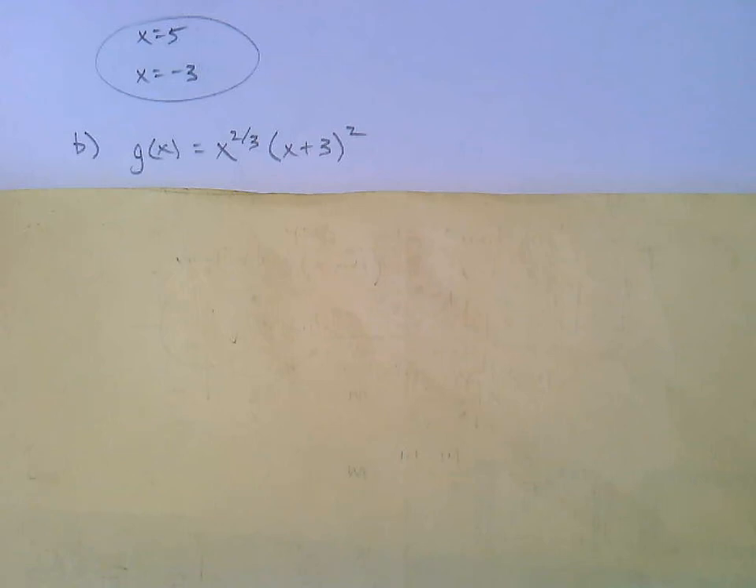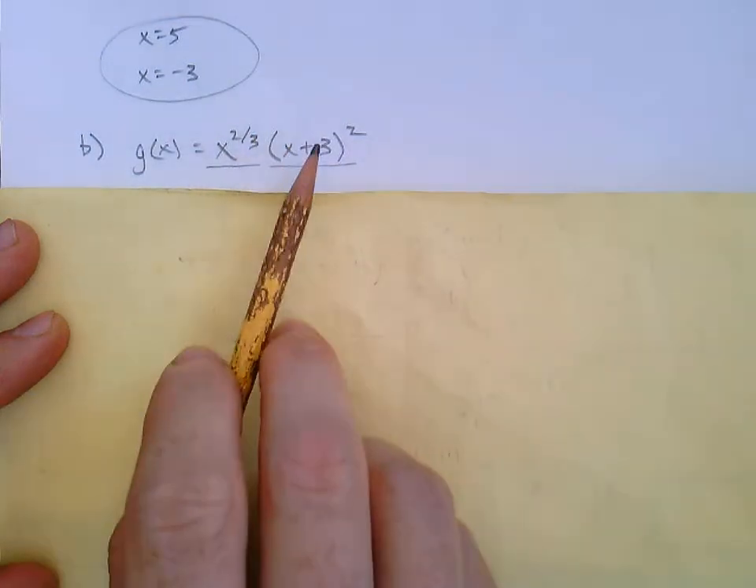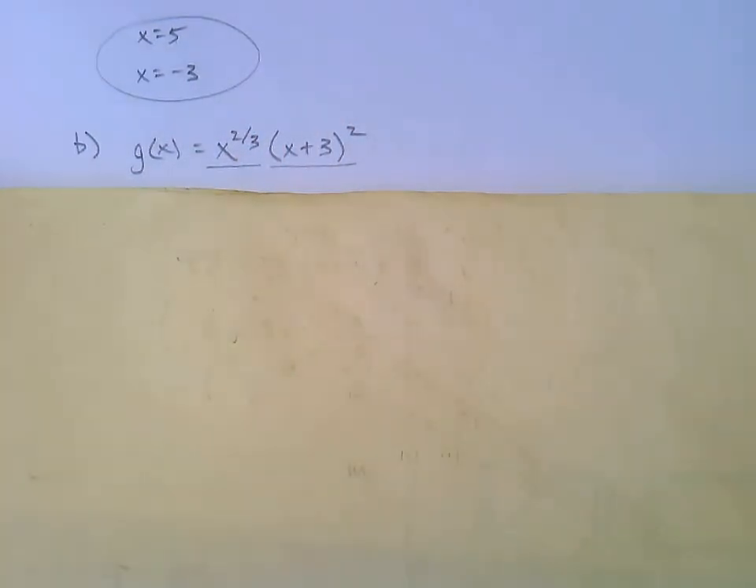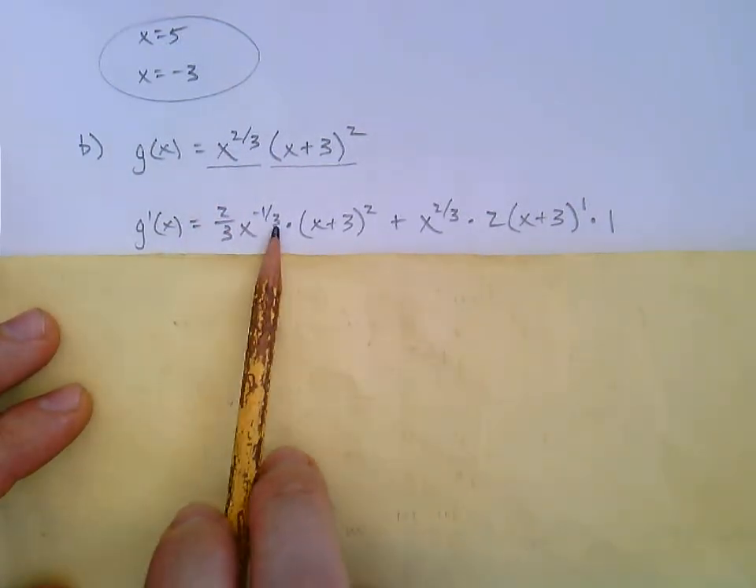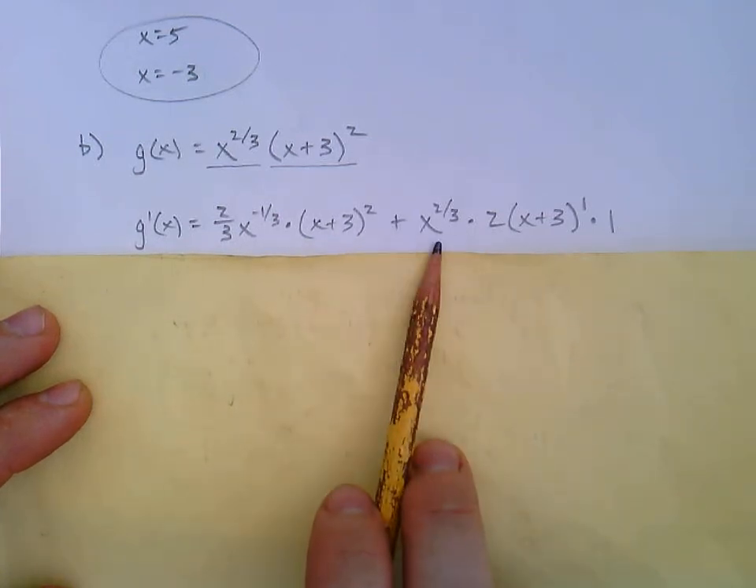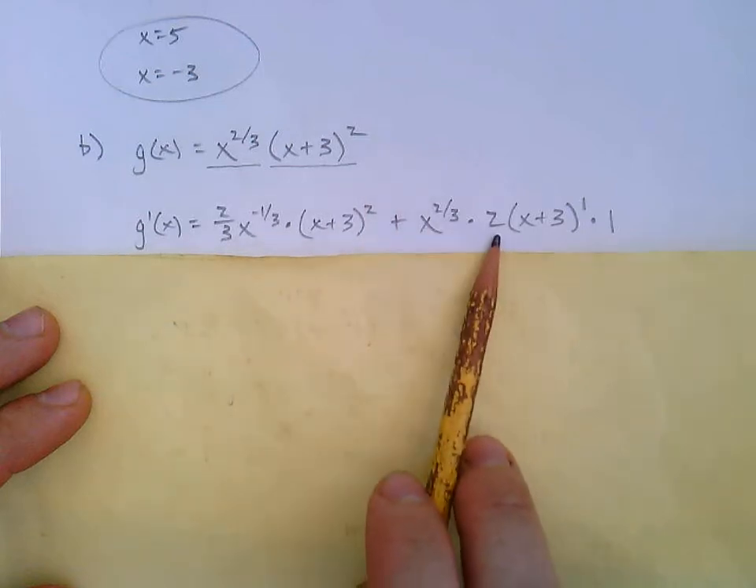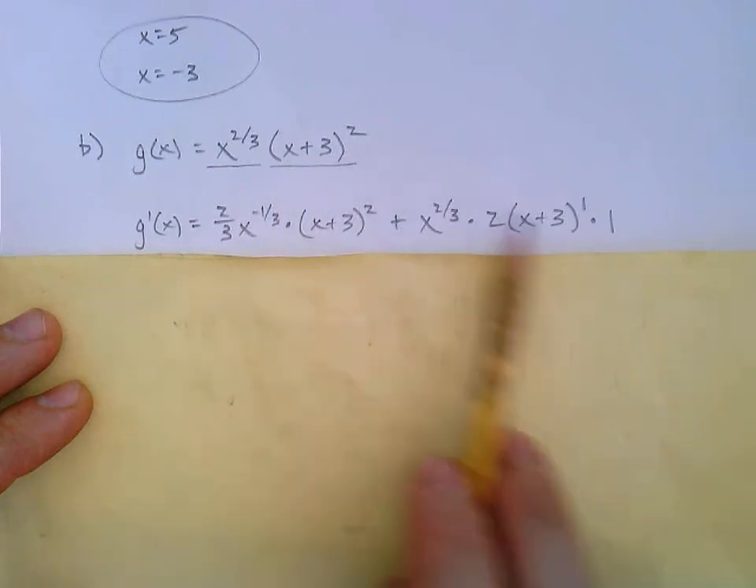g of x equals x to the 2/3 times (x plus 3) squared. Well, we start with the derivative, right, to find the critical numbers. So this derivative, you may recognize, needs a product rule. Then the second half needs a chain rule. Okay, so here we go. Just got the whole thing laid out there. The product rule: 2/3 x to the -1/3 times (x plus 3) quantity squared, plus x to the 2/3, and now that chain rule, times 2 (x plus 3) to the first, times the derivative of the inside. Well, that would just be 1.